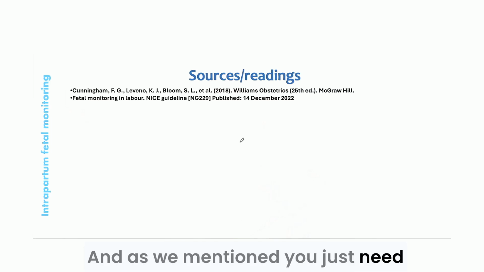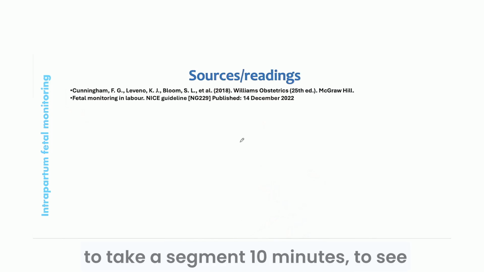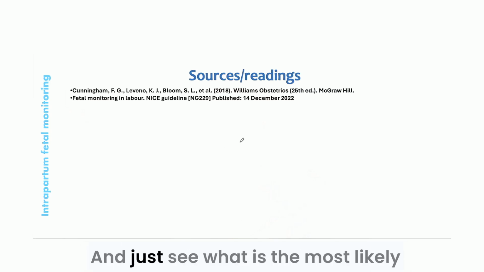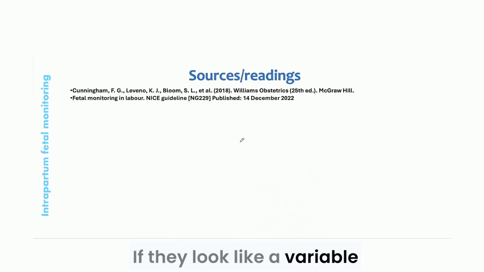And as we mentioned, you just need to take a segment, 10 minutes, to see what the baseline is, and then check on the variability within a minute. You can take different minutes and see what is the most likely range of variability. Check on the accelerations, check on the decelerations. If you see decelerations, try to figure out which type the decelerations are. Most of the decelerations that we see are variable decelerations, but you have to confirm that. So just be sure that you don't take that as a rule and judge on your own if they look like a variable deceleration or not.